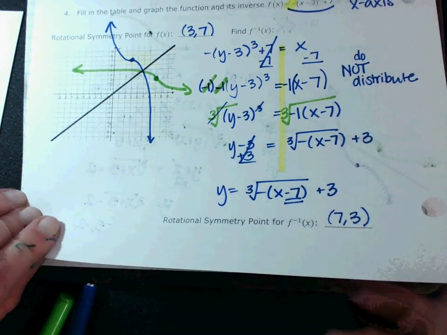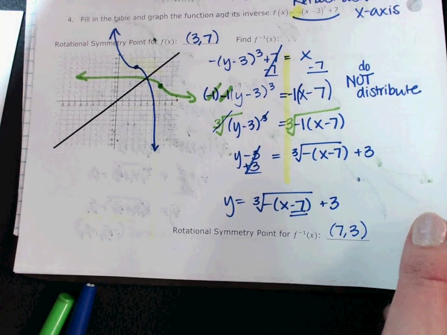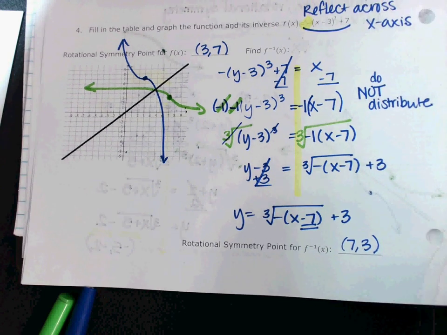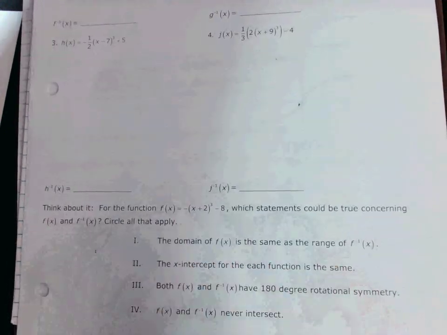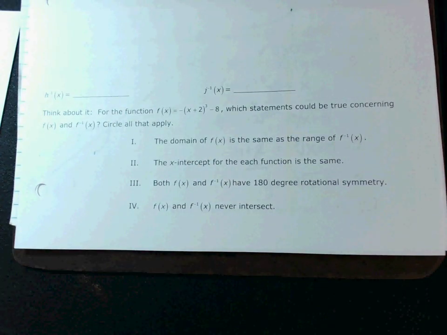Alright, go to the last page, please. Okay, the last page, we're not going to do all 4 of these. Actually, before we do that, read through that bottom think about it question. 2 of those are true. Circle the 2 that are true. I'll give you a second to think about it. There are 2 that are true and 2 that are false.